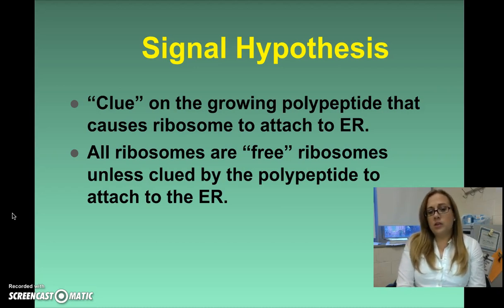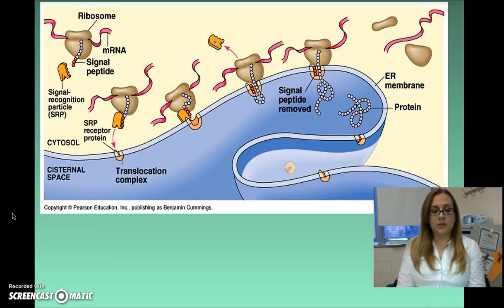Essentially we think that there's a clue on the growing polypeptide, and that clue is going to cause the ribosome to attach to the endoplasmic reticulum. So what that means is that all ribosomes are going to be the free ribosomes within the cytoplasm unless they are clued in by the polypeptide to attach to the endoplasmic reticulum.